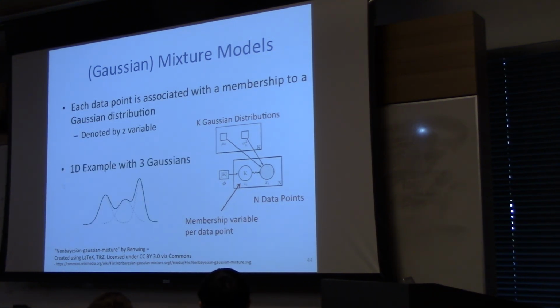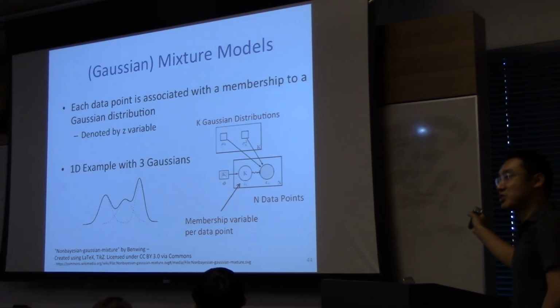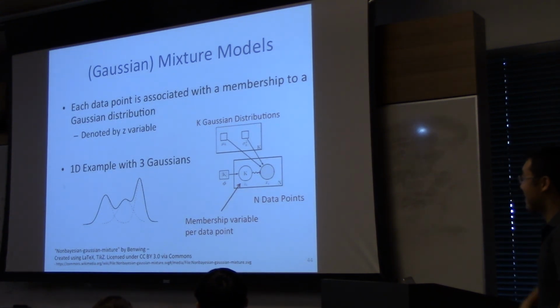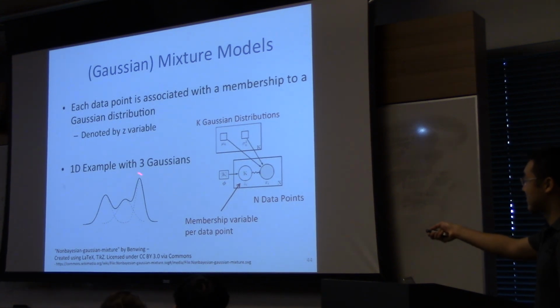So for example, for the one-dimensional case, if each x is one-dimensional, then in my training set, I might observe data points that fall along this distribution. So for this value of x, I observe this much data. For this value of x, I observe this much data. And then if I posit that this data was generated by a mixture of 3 Gaussians, then this would be the 3 Gaussians.